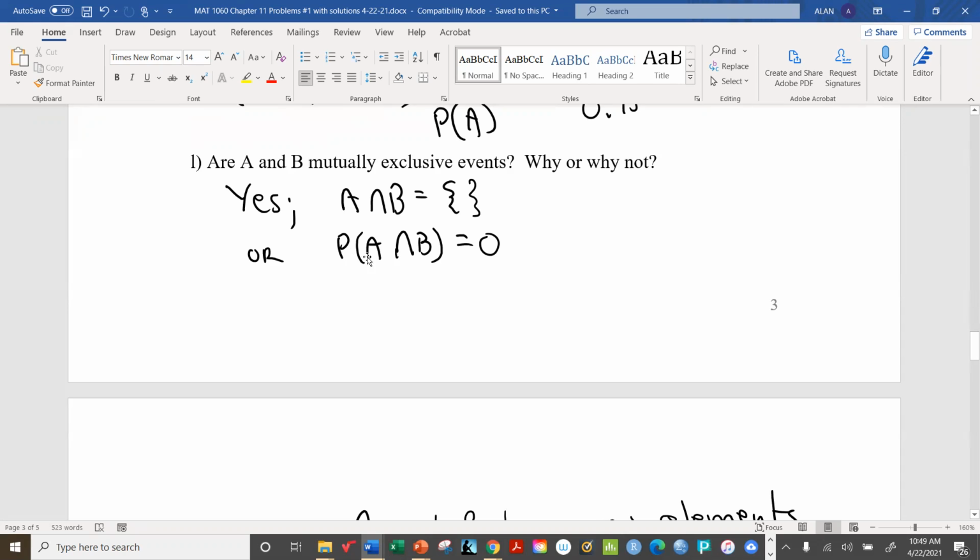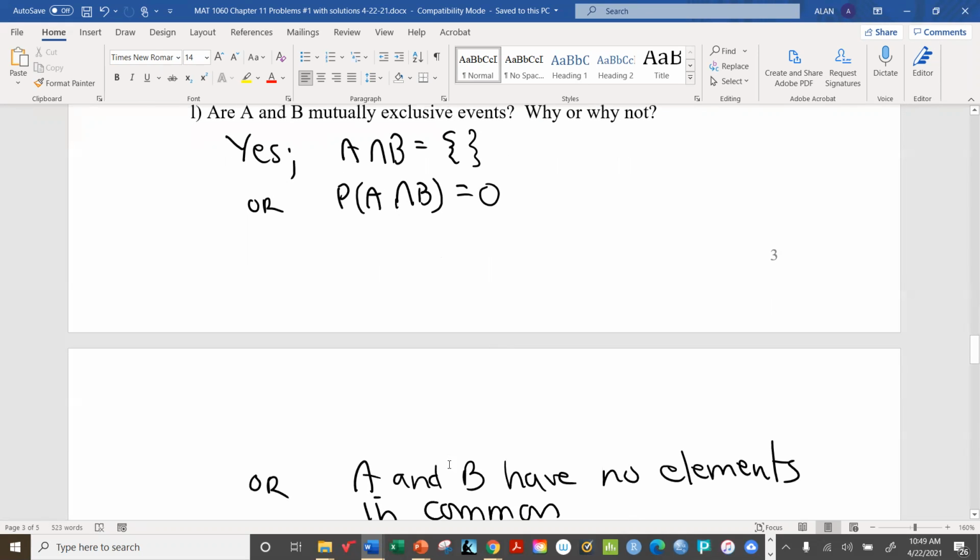Or you could point out that the probability of their intersection is 0. Again, that's all you need. But if you want to use English to explain yourself, you could use the English statement that A and B have no elements in common. That is, again, enough to prove that A and B are mutually exclusive. We have nothing in common. For example, let's say you had the even numbers and the odd numbers. They have nothing in common, and they must be mutually exclusive.